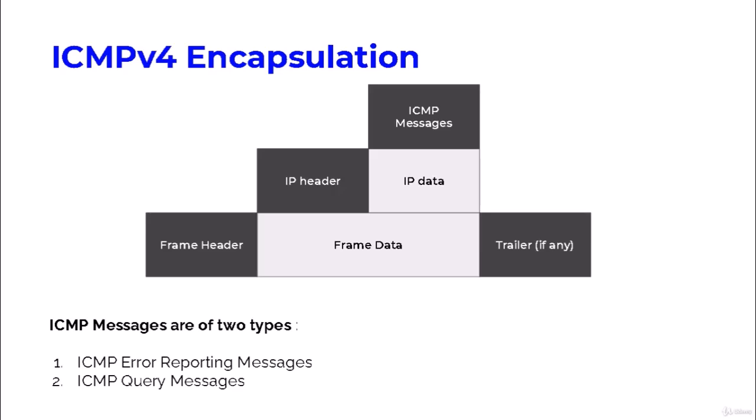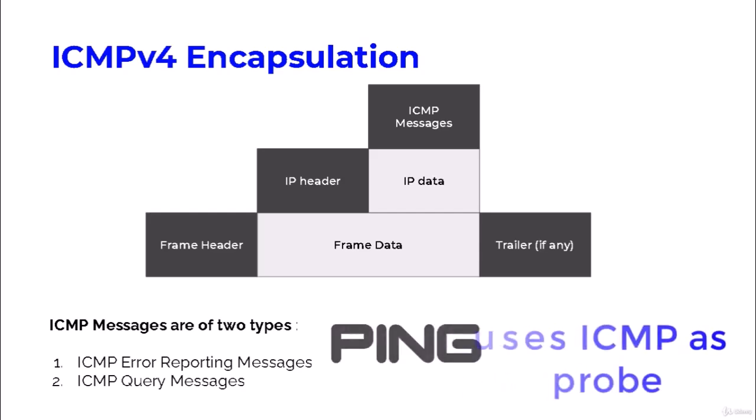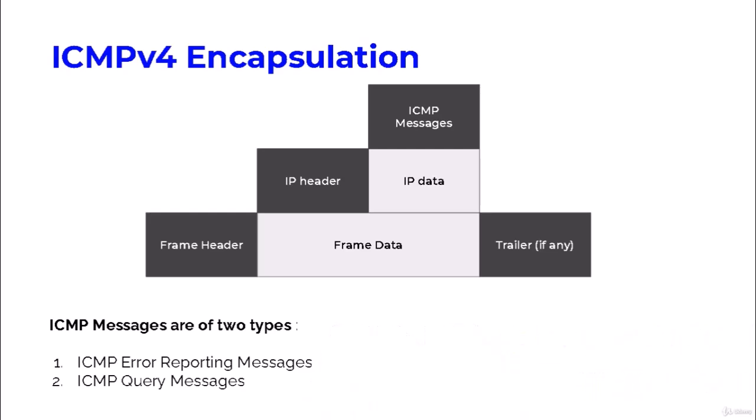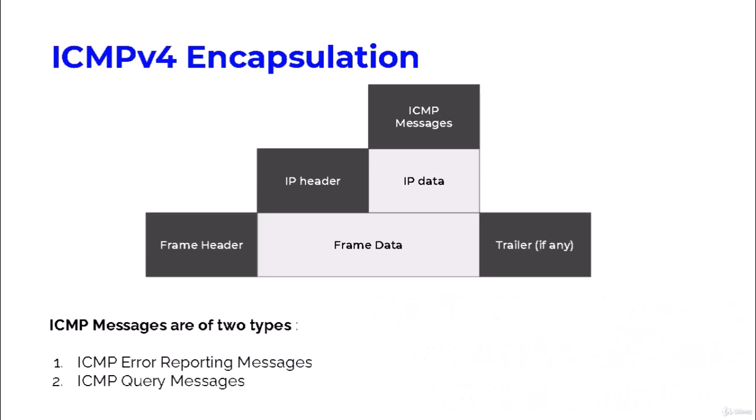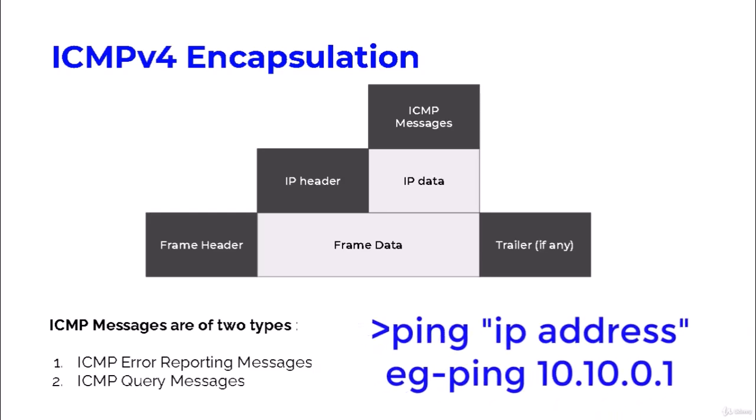ICMP operates in the transport layer, but its messages are not passed directly to the data link layer. Instead, the messages are first encapsulated in IP datagrams and then sent to the lower layer. The ping command uses ICMP as a probe to test whether a station is reachable. Ping packages an ICMP echo request in the datagram and sends it to the selected destination. The user chooses the destination by specifying its IP address or name on the command line.